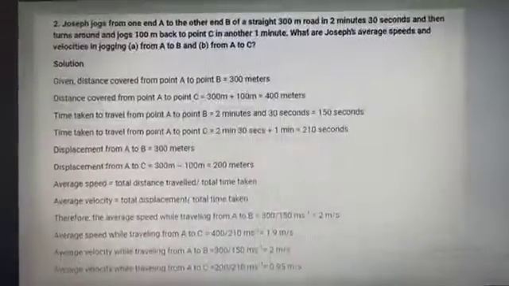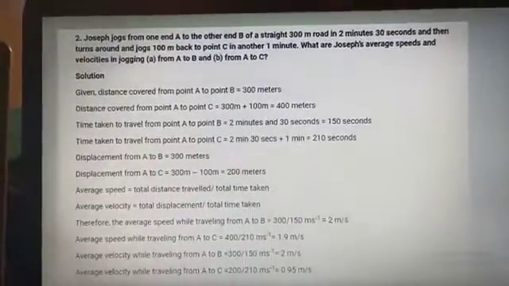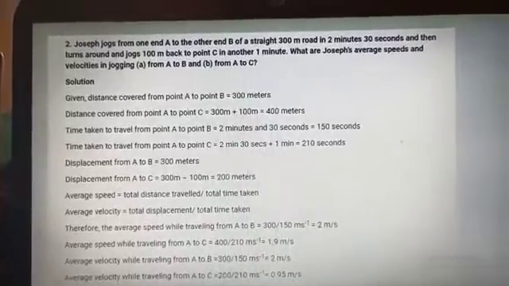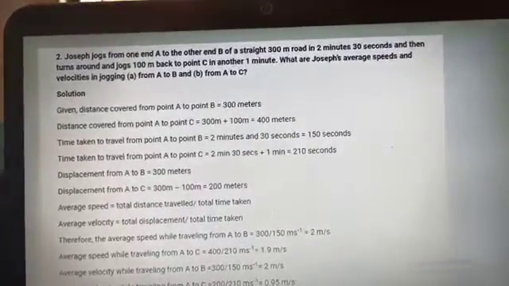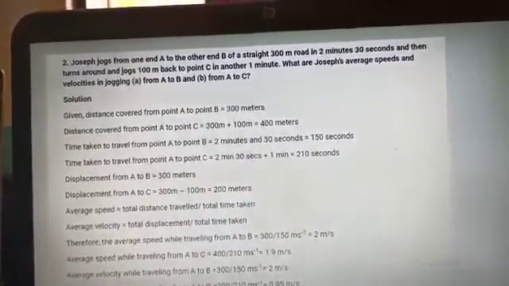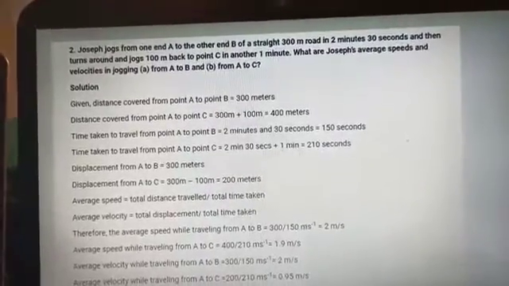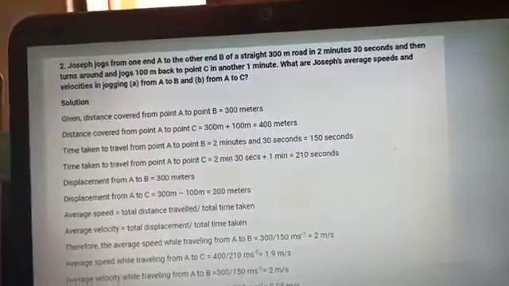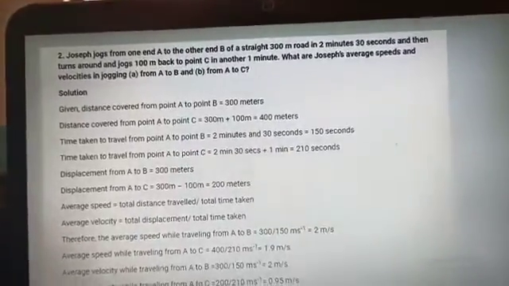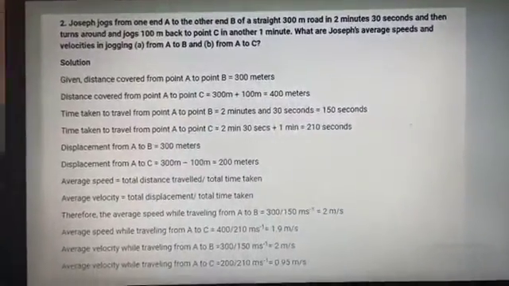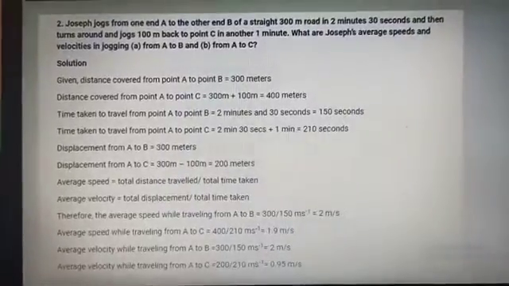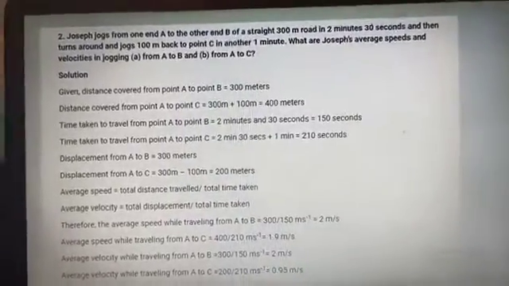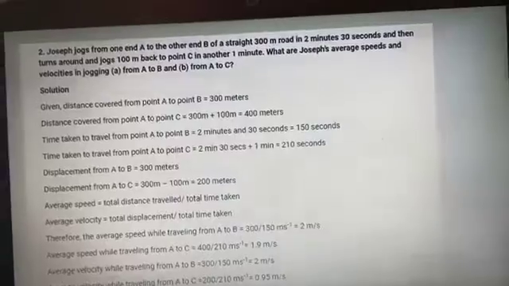Moving on to the second question. Joseph jogs from one end A to the other end B on a straight line 300 meters road. So A to B, the distance is 300 meters in 2 minutes 30 seconds, and then turns around and jogs 100 meters back to point C in 1 minute. What are Joseph's average speeds and velocities in jogging from A to B and A to C?